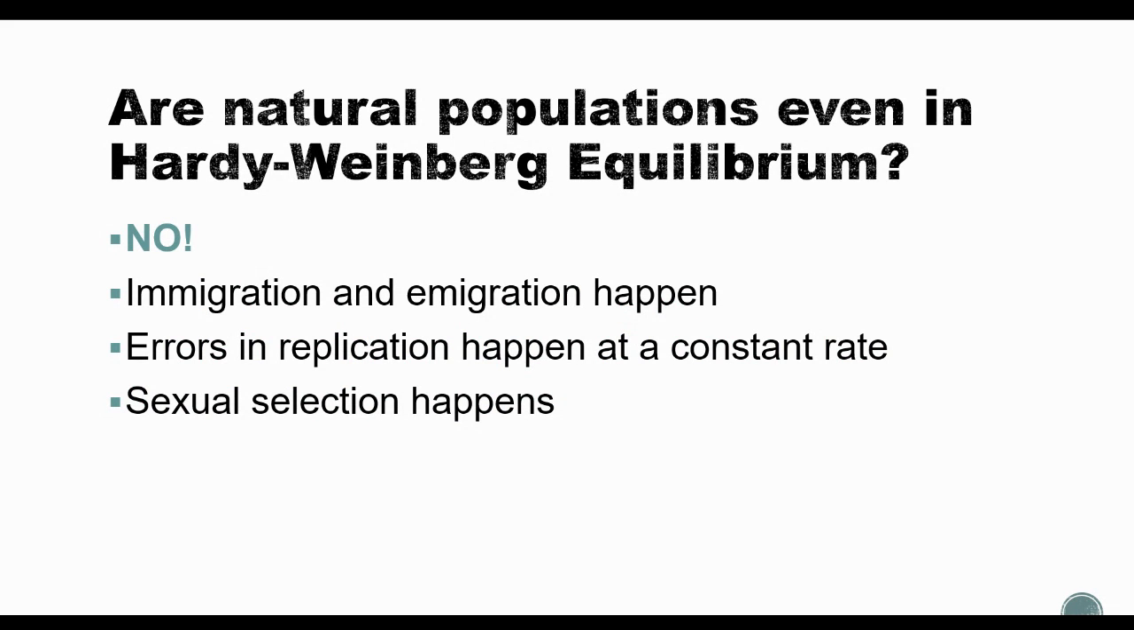So are natural populations even in Hardy-Weinberg equilibrium? Well, no. Immigration and emigration happen, like individuals move into and out of a population all the time. Errors in replication happen at a frequent rate-ish. It depends on what genes we're talking about. So it's not super common, but it does happen at a low constant rate. And sexual selection happens in a lot of species. So there's not really any natural populations that would be considered in Hardy-Weinberg equilibrium.